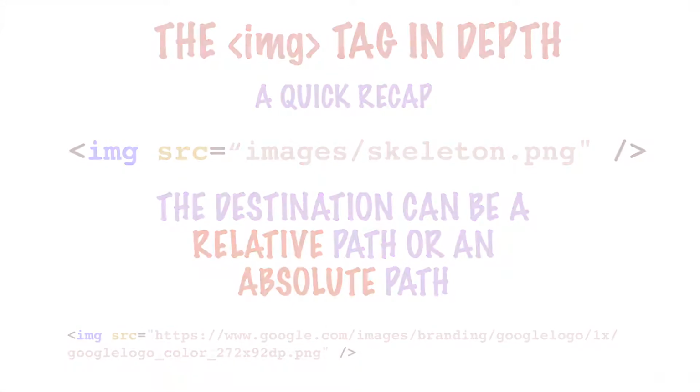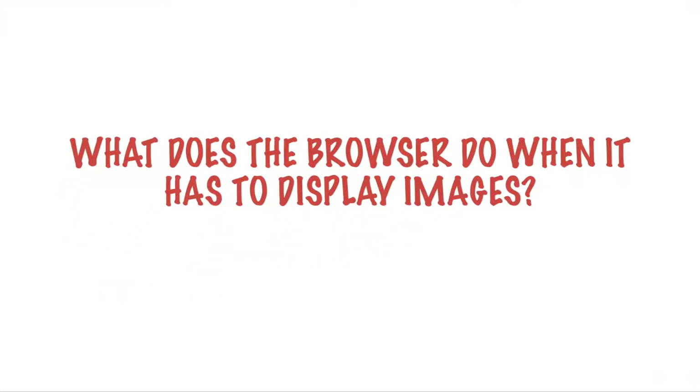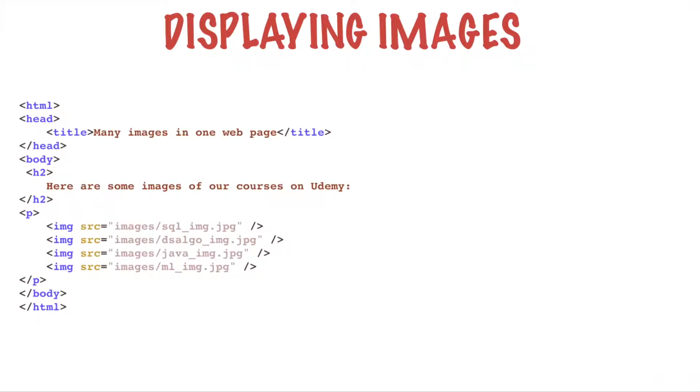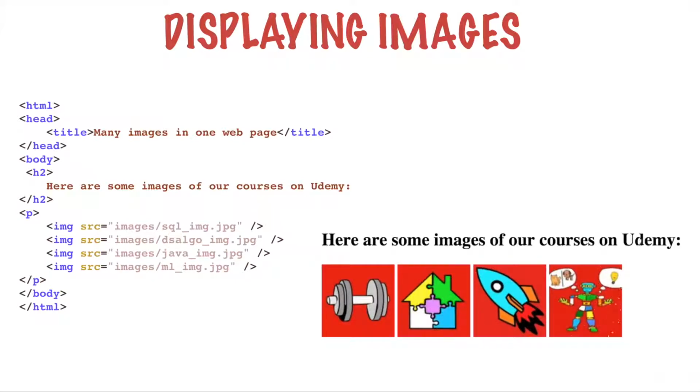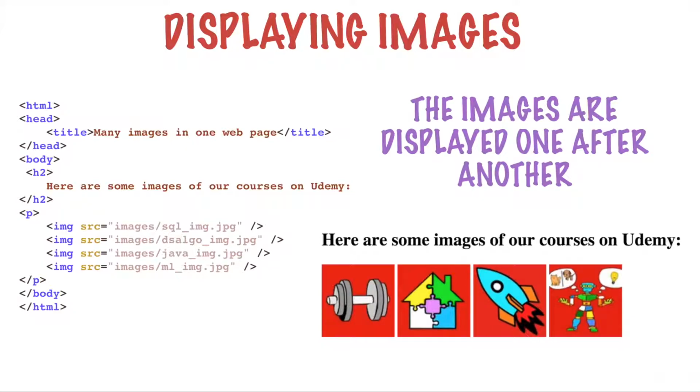In this example, let's begin by deconstructing what the browser has to do when it encounters an image tag. In other words, how does the browser know how to display an image? Consider a really simple piece of HTML which we use to display a bunch of course images. These are the images for our courses on Udemy. I hope you won't mind a little bit of our self-promotion here. As usual, the HTML is on the left and the browser's rendition of that HTML is on the right. We have 4 image tags on the left and we have 4 images appearing one after another on the right.